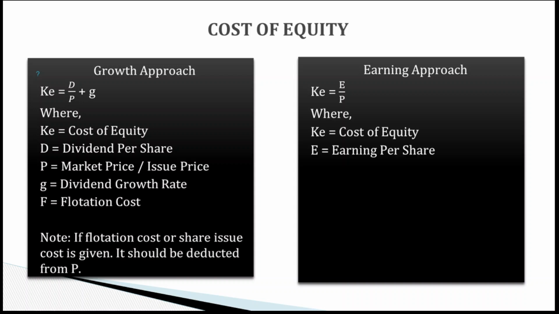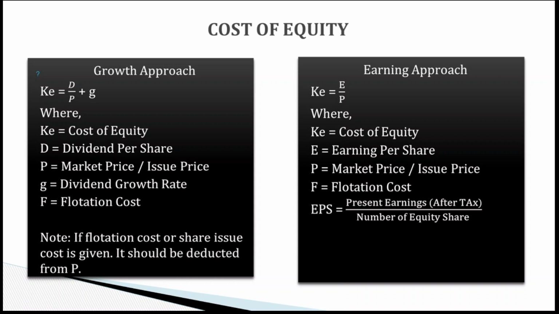Here KE again means cost of equity, E means earning per share, P is the market price or issue price and F is the flotation cost. Here E, meaning EPS, can be calculated by dividing present earnings after tax by number of equity shares.